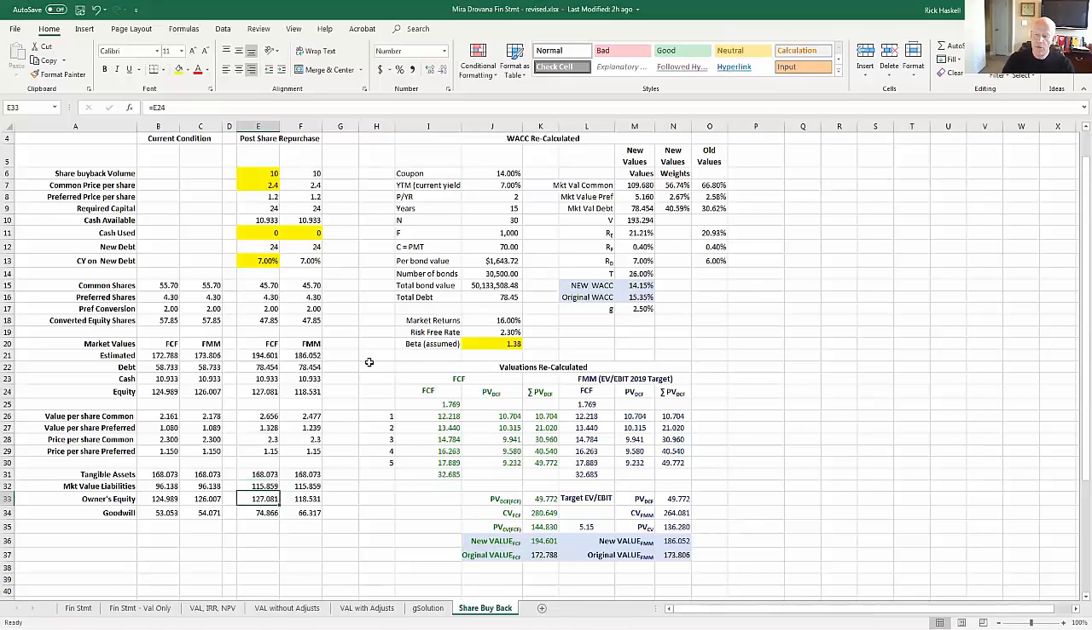And we then know that the firm's equity has gone up. We saw that right here. The firm equity goes up from 126 to 127. And so that means that we now can reverse this equation such that intangible assets or goodwill will equal market value of liabilities plus market value of equity minus the tangible assets. So our equity has gone up here then from 53.05 to 74.86.